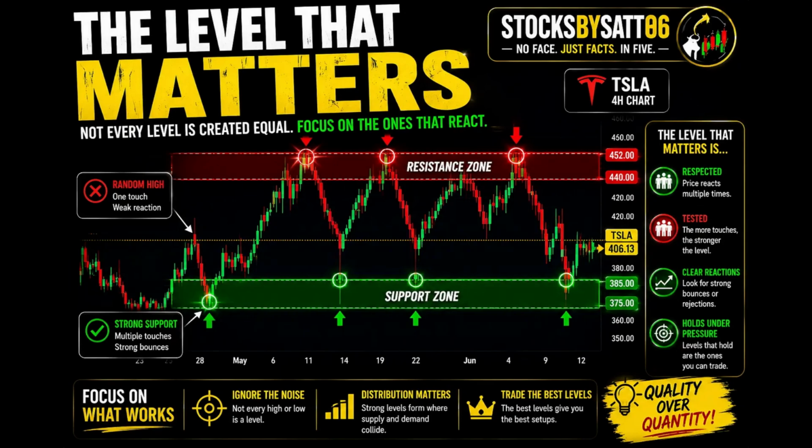When price is between support and resistance, that is the decision area. There may not be a clear direction yet, so smart traders plan instead of guessing. They ask, if price moves into resistance, will it reject? If price falls into support, will it bounce? If price breaks above resistance, is that a breakout? If price breaks below support, is that a breakdown?